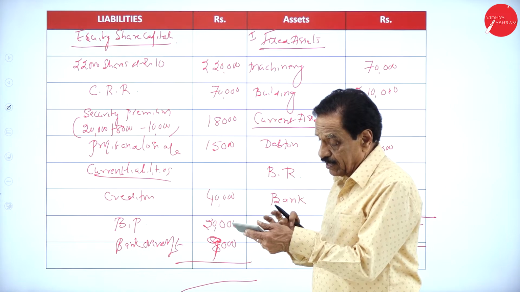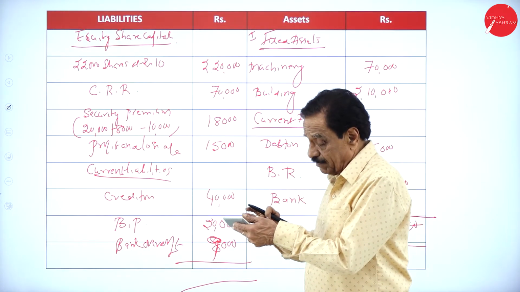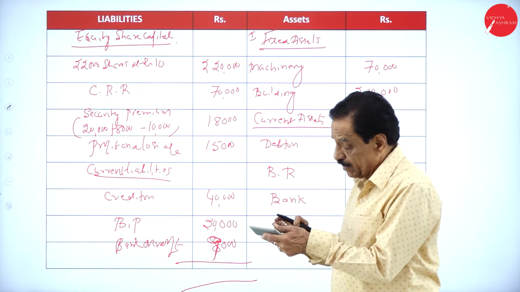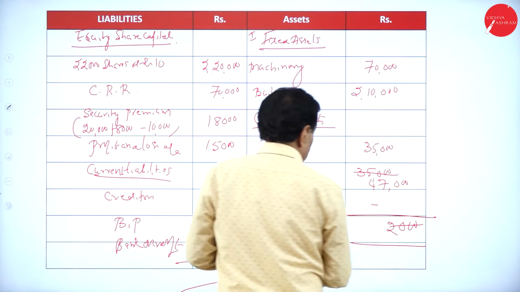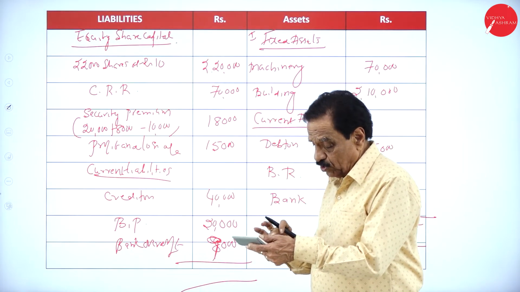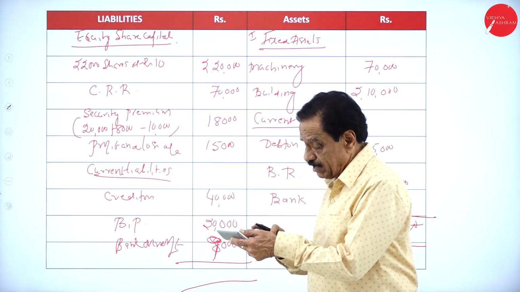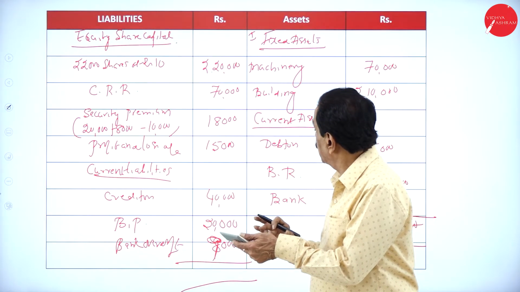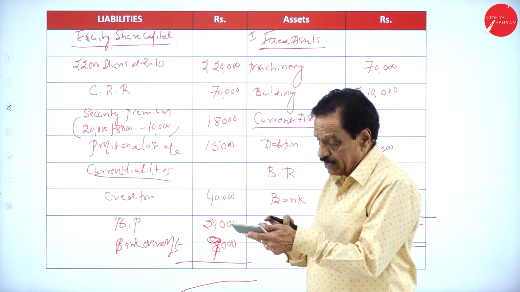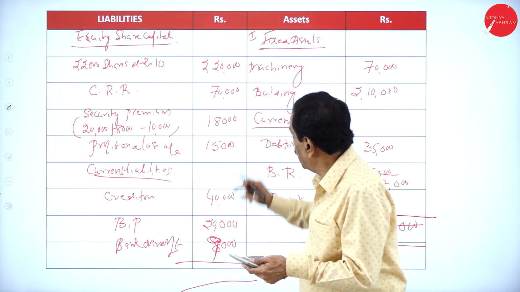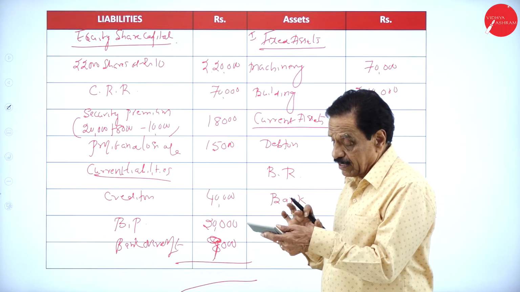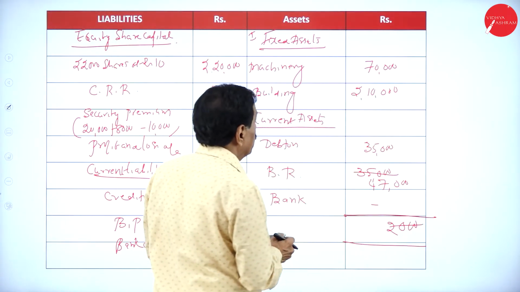We'll repeat. 2,20,000 plus 70,000 plus 9,000. So if you add, it is 2,90,000, plus 18,000, plus 33,000, that is 3,23,000, plus 69,000, 3,92,000 here.